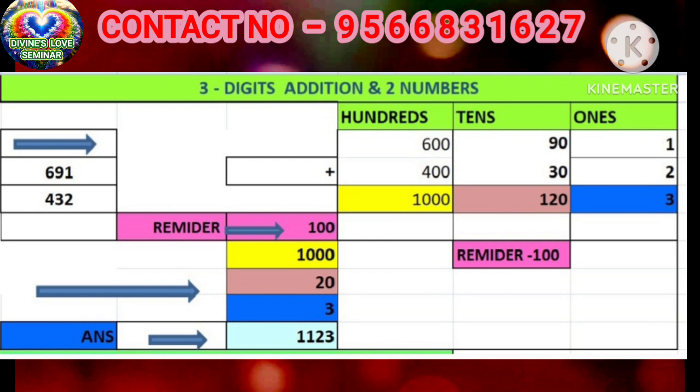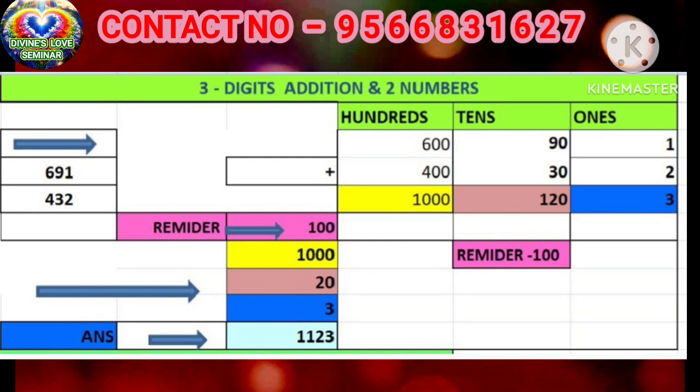Then ones place number, what is that? 1 plus 2, 3. All the answers are highlighted in colors, just see the image, and the remainder is highlighted in pink color. See the image and write. Now we are going to calculate the numbers.